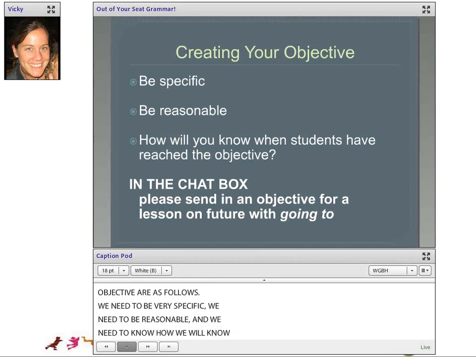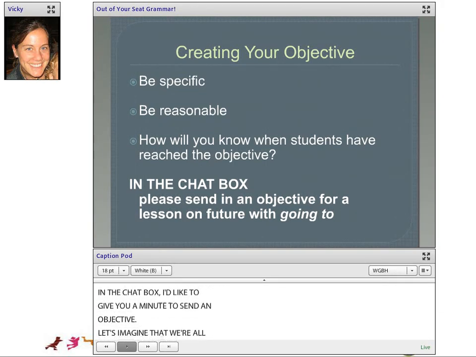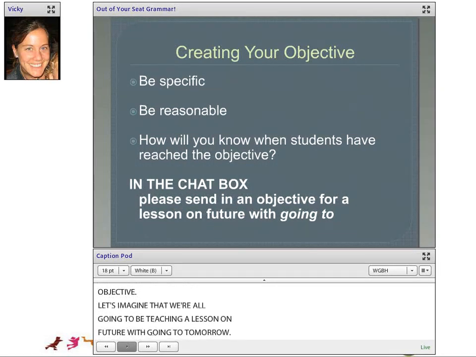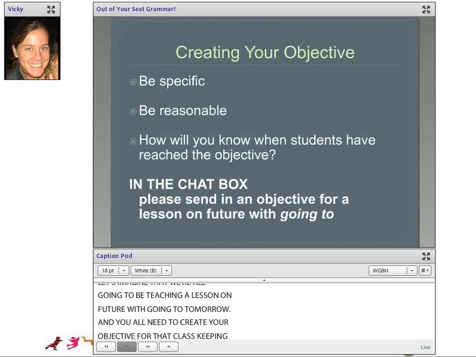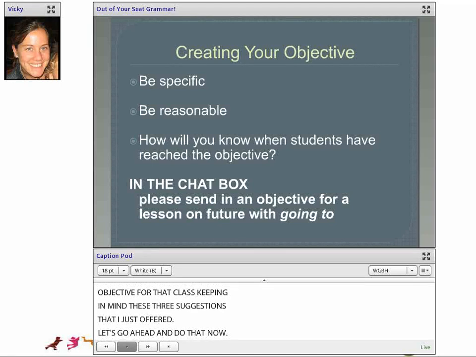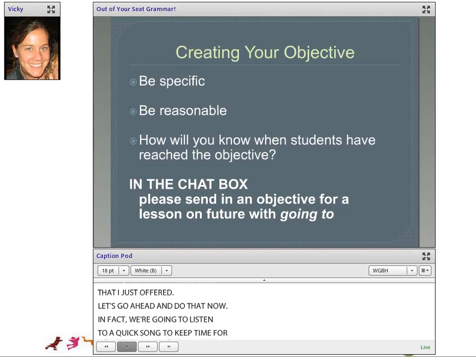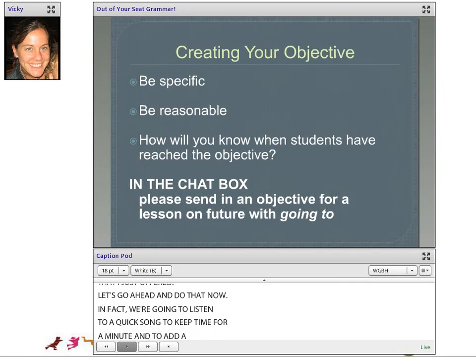In the chat box, I'd like to give you a minute to send in an objective. Let's imagine that we are all going to be teaching a lesson on future with going to tomorrow, and you all need to create your objective for that class, keeping in mind these 3 suggestions that I just offered. Let's go ahead and do that now. In fact, we're going to listen to a quick song to keep time for a minute and to add a comfortable, fun environment to the class as we are doing this task. So go ahead and do that now.